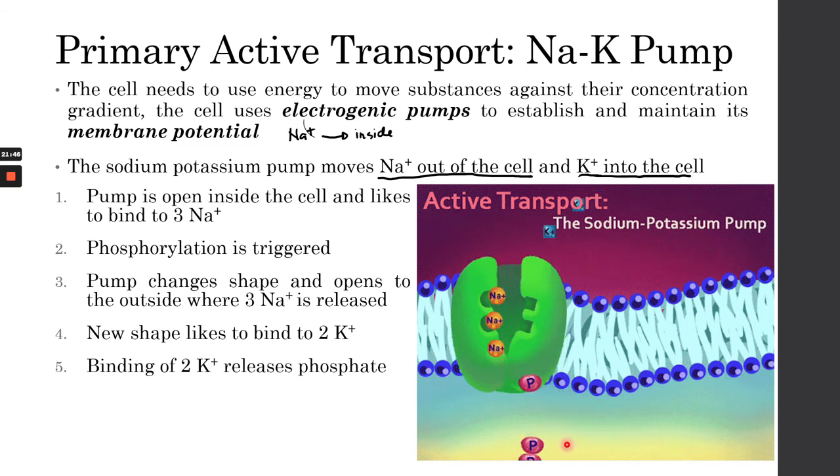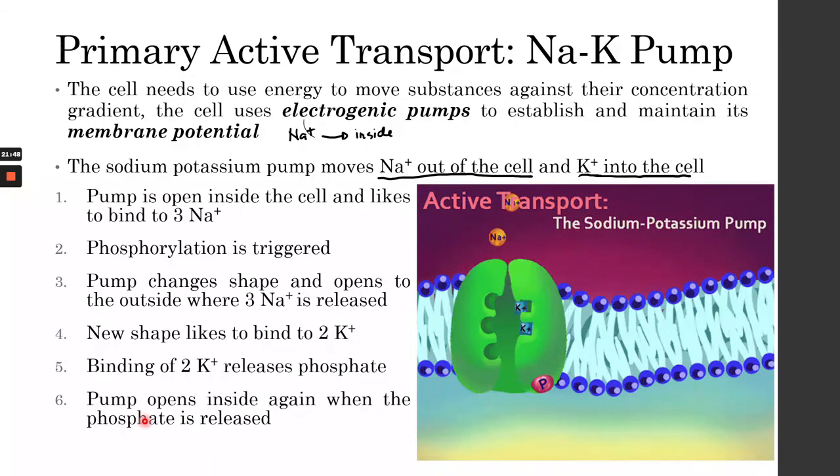And when that phosphate group is released, it will go back to its original shape, wherein it will become a pump again that is open inside. And when it returns to its original shape, it will lose its affinity.